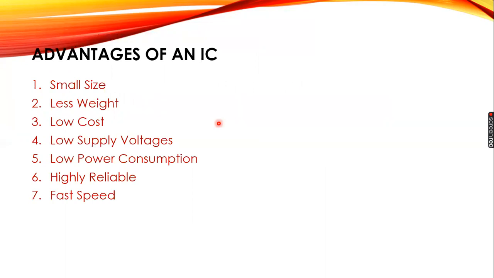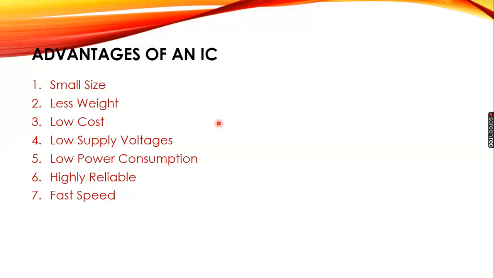As we have ordinary simple circuits, we are going for integrated circuits because of the following advantages. First one is small in size. Second one, less weight. Third one, low cost. Fourth one, low supply voltages. Fifth one, low power consumption. Sixth one, highly reliable. Seventh one, fast speed. As the circuit uses fewer components, the circuit size will be very small.